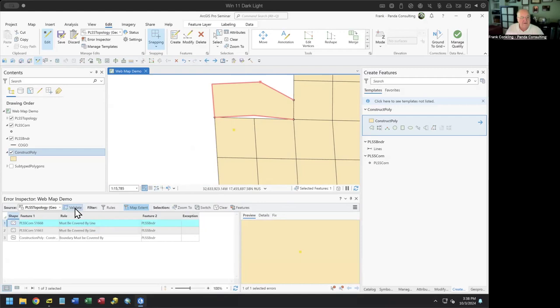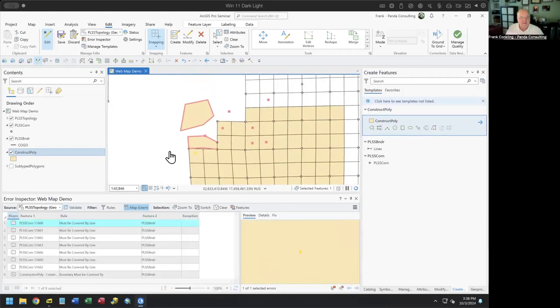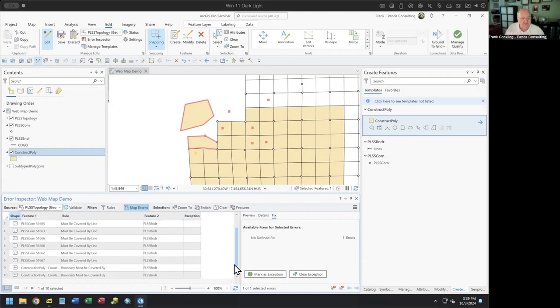So let's go back here so we can see this. Here's all our rules. If I were to try to fix this right now and go to the fixes here, it says there's no defined fix, because in this case you have to have a line underneath it, and it doesn't know which line it should use. We can clearly mark it as an exception, but we can also say, let's not pay attention to that at the moment.